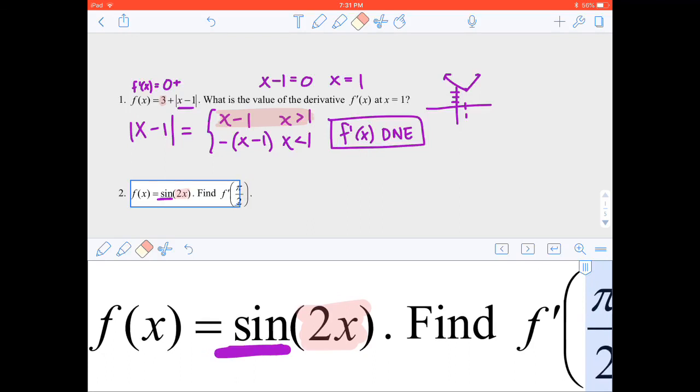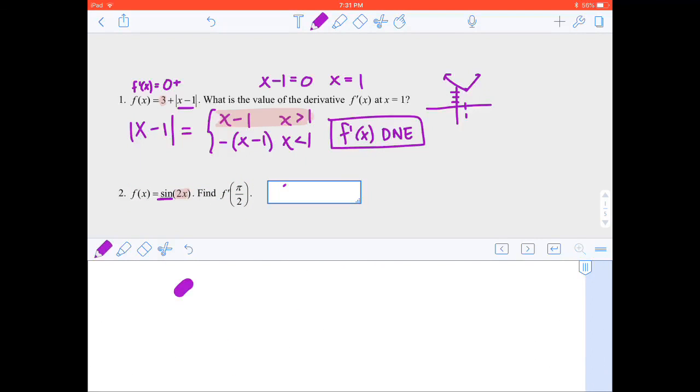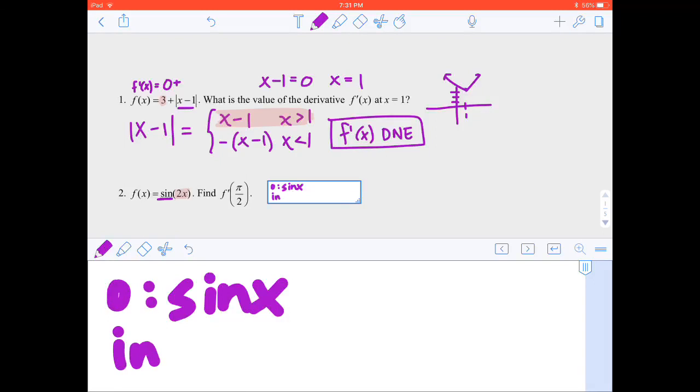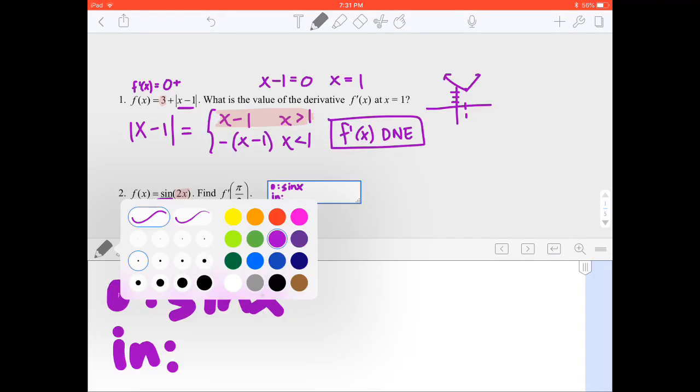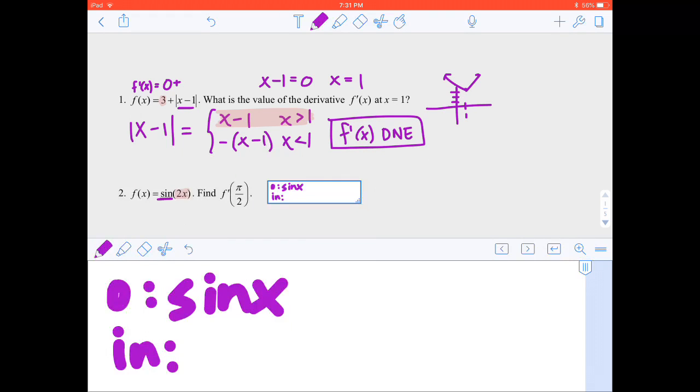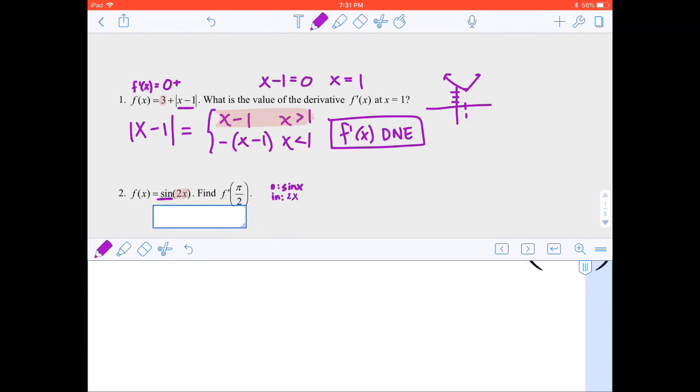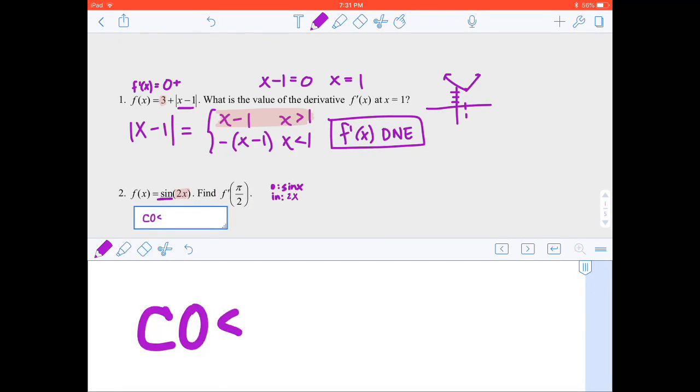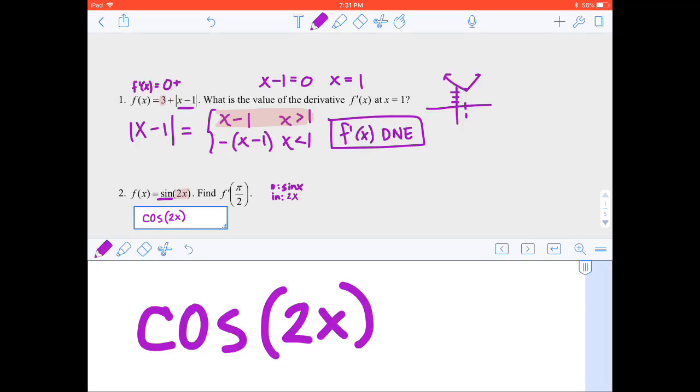So what I'll do from here is my outside is sine x, and my inside, let me make this a little smaller here, my inside is 2x. The chain rule says take the derivative of the outside. The derivative of sine is cosine. Keep the inside, so I'm going to keep 2x plugged in, times the derivative of the inside. My inside was 2x, so I'm going to multiply this by 2.